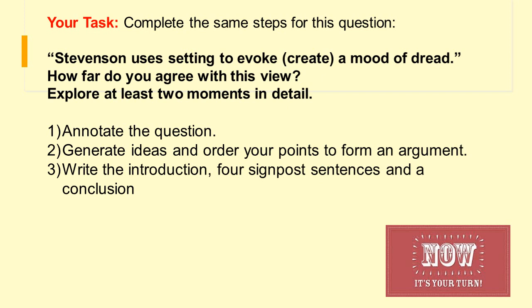Next step, you're going to generate ideas and order your points to form an argument. I would recommend doing what I did, having your grid with agree and disagree, and then writing your points. Agree is definitely easier than disagree because you can talk about the house as a microcosm of duality, Jekyll's house. You can talk about how a lot of the scenes take place at night. Think back to the lesson when we talked about how in the Gothic genre, many stories are set at night due to the associations or connotations with werewolves, sinister deeds taking place.